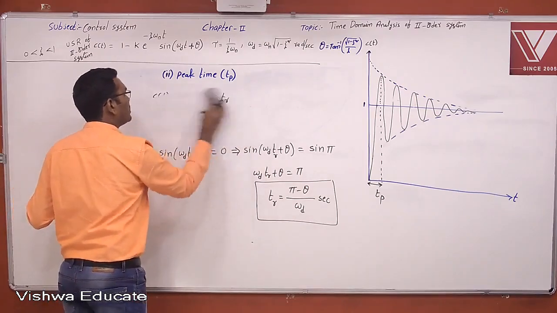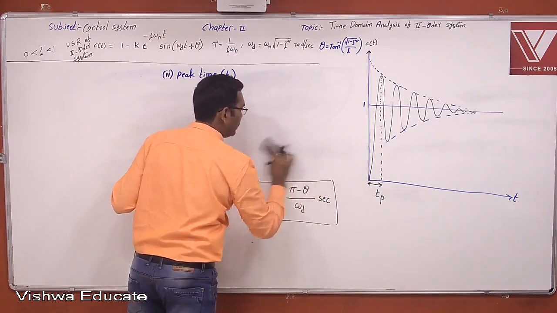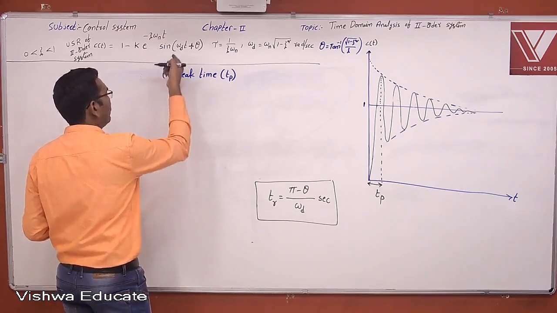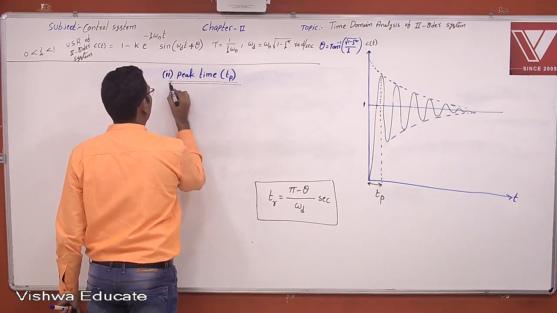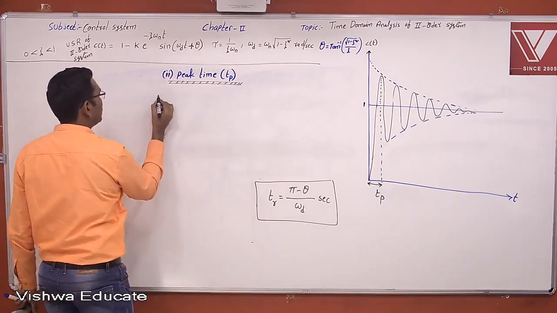Now students, I am asking how to find the peak time, how to find the maximum value of any function. Tell me, how do you find the maximum value of any function? If you differentiate the response with respect to time, that gives the maximum value. Now this is the response.